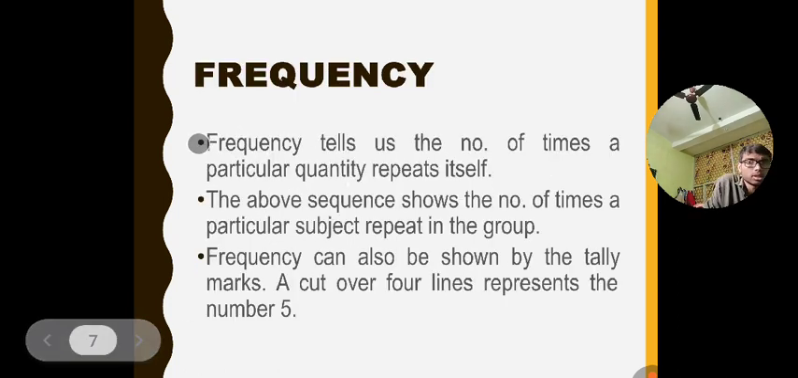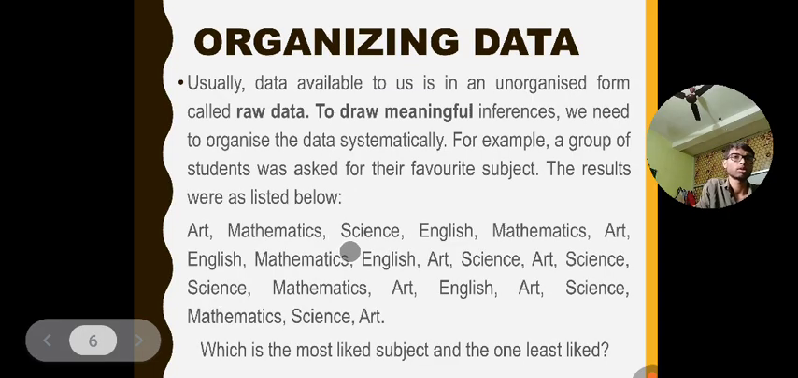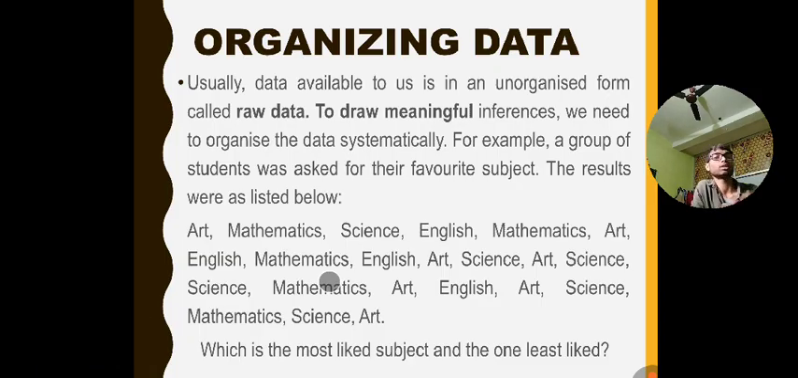Frequency tells us the number of items. For example, here, what is happening? From this unorganized data we can understand frequency. How many times is art coming? Art is coming 1, 2, 3, 4, 5, 6, 7 times. So it is a frequency. What is the frequency of art? You would say 7. So here we are saying that art is coming 7 times.